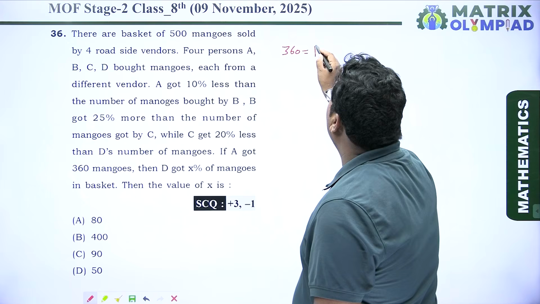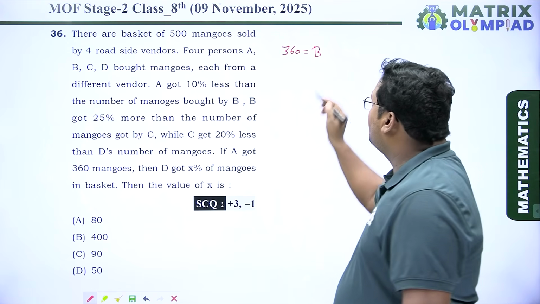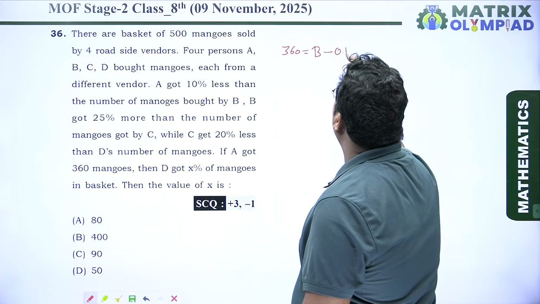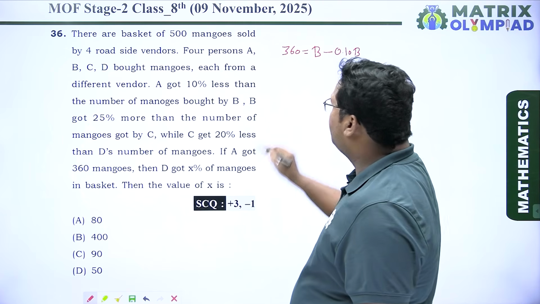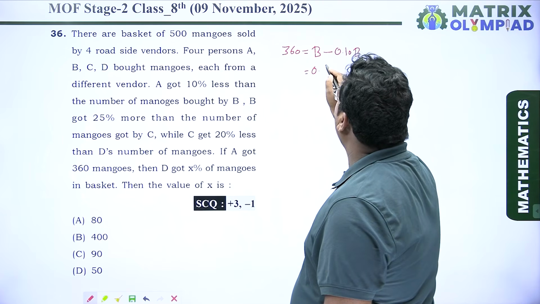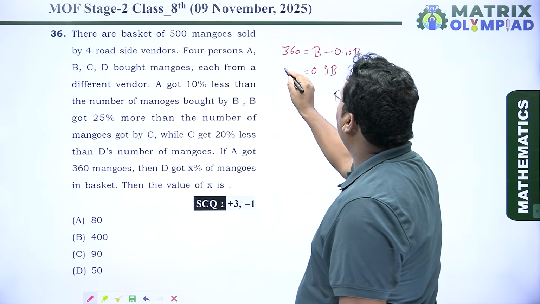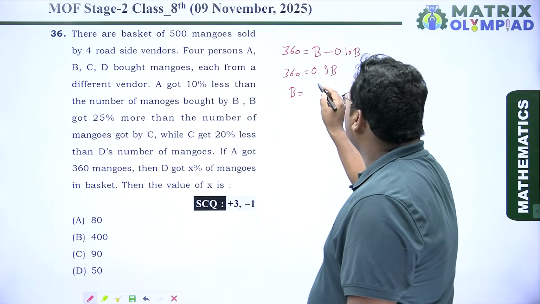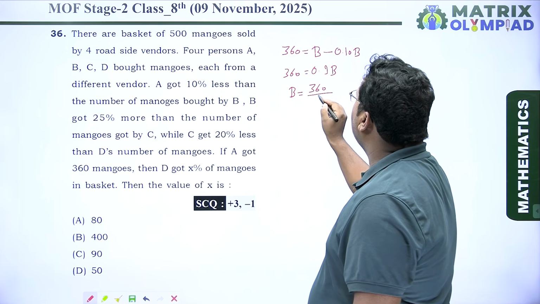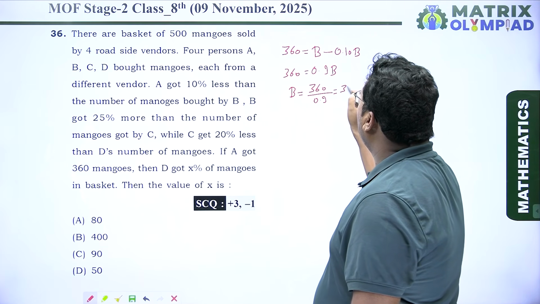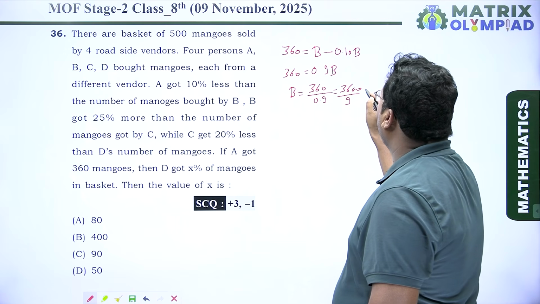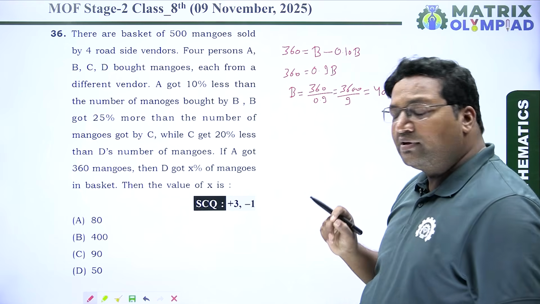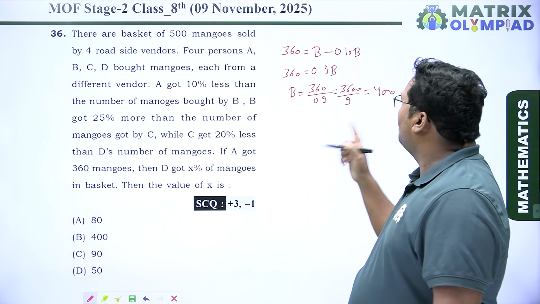So let us assume the mangoes of B is B. So 360 equals B minus 0.10 B, which is equal to 0.9 B equals 360. From here we can get the value of B. So B is 360 upon 0.9, equal to 3600 upon 9, equal to 400. So the number of mangoes got by B is 400.